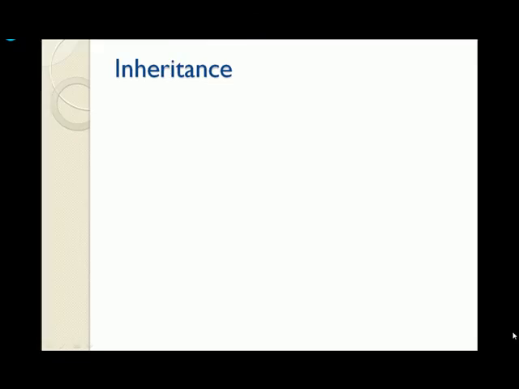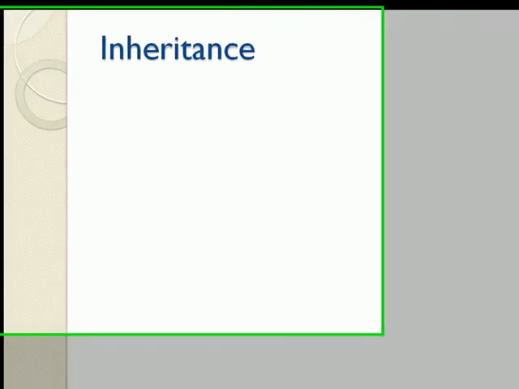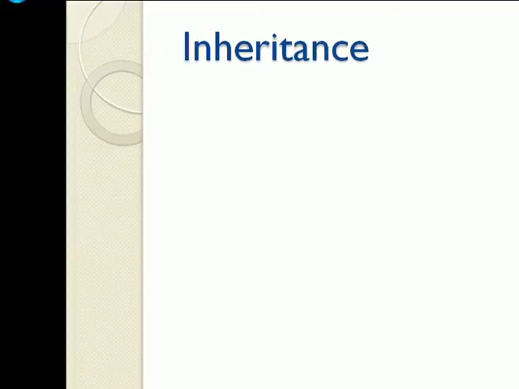Now let's talk about inheritance. Inheritance is one of the most powerful features in object-oriented programming. Inheritance will allow two classes to have an ISA type relationship. In other words, inheritance will allow the programmer to create subclasses of a certain class. This subclass will be able to inherit features and attributes from the superclass.